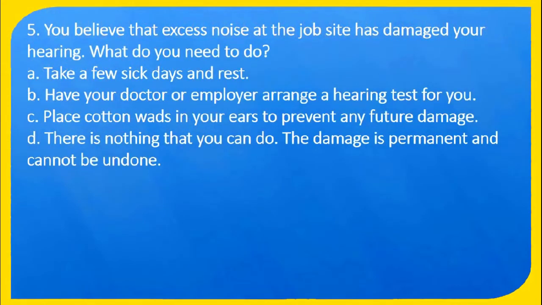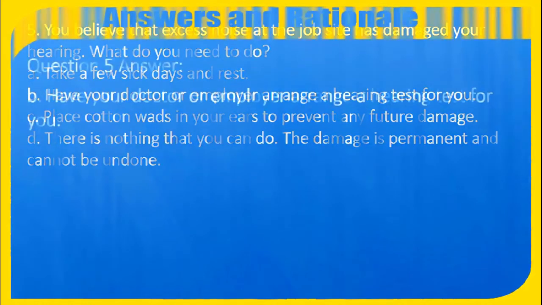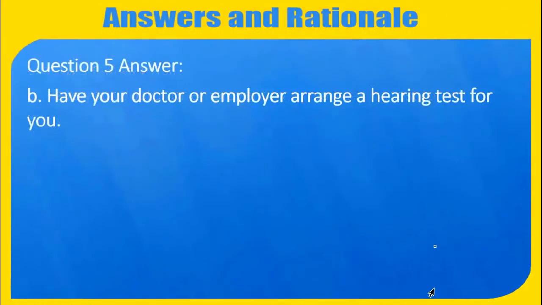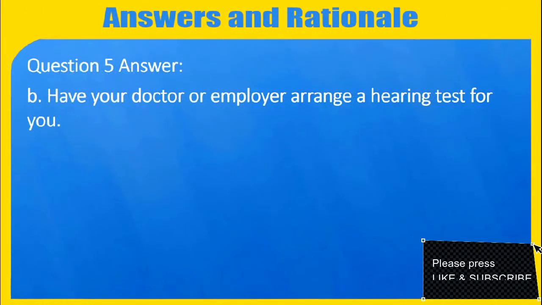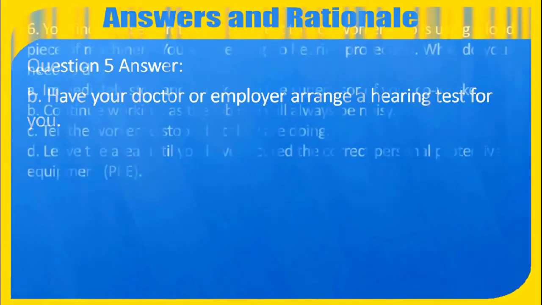Question 5. You believe that excess noise at the job site has damaged your hearing. What do you need to do? A. Take a few sick days and rest. B. Have your doctor or employer arrange a hearing test for you. C. Place cotton wads in your ears to prevent any future damage. D. There is nothing that you can do. The damage is permanent and cannot be undone. Question 5. Answer. B. Have your doctor or employer arrange a hearing test for you.